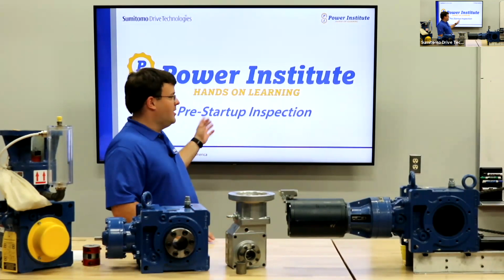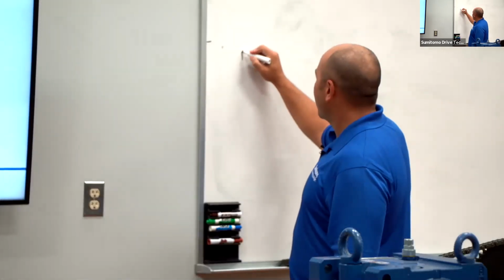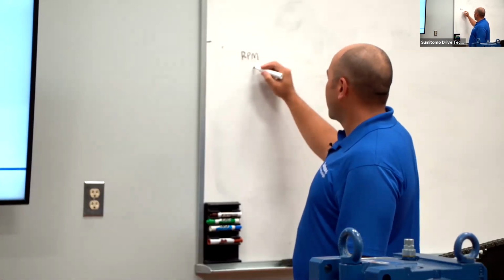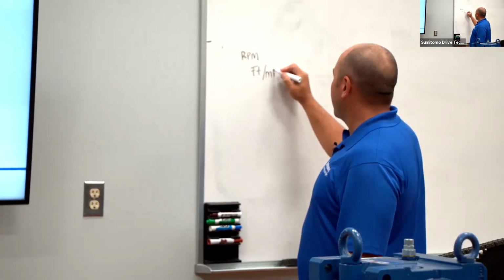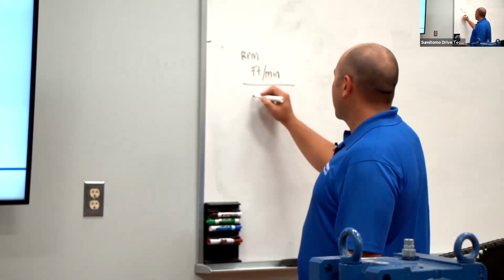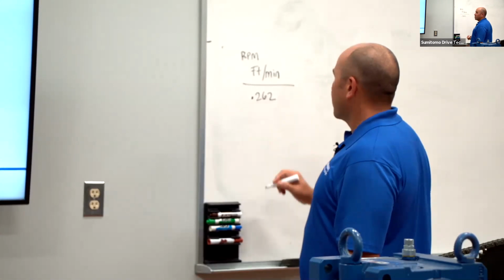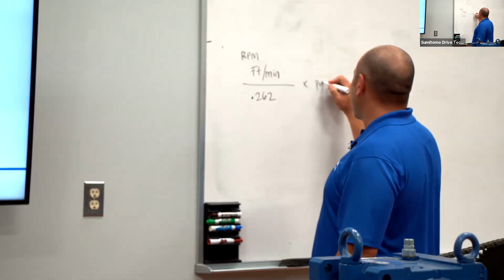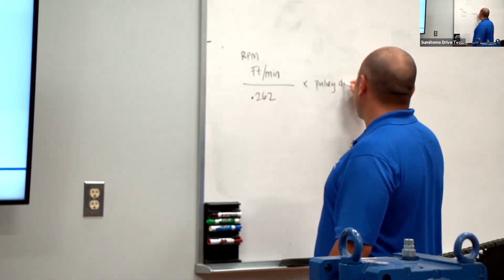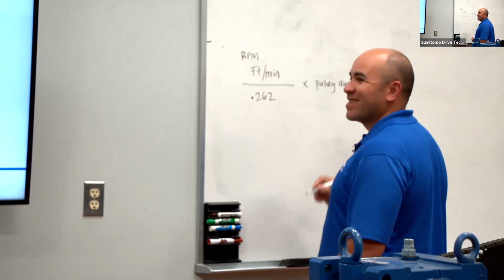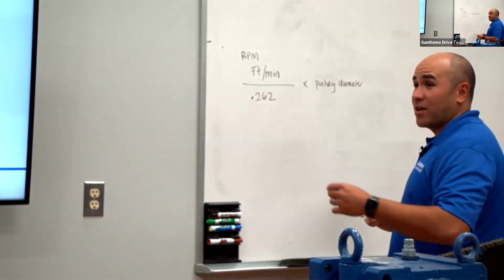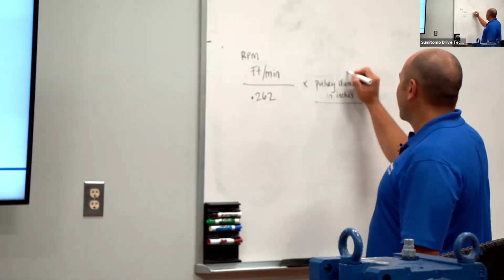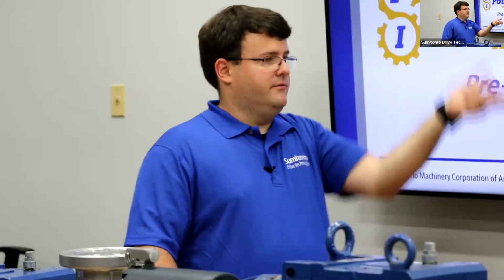So this is the RPM required, given the feet per minute of the belt and the diameter of the pulley. So it's the feet per minute divided by 0.262 times the pulley diameter. Pulley diameter in inches, right? Inches, correct. The 0.262 is the conversion factor for inches to feet, taking pi into account to get revolutions.